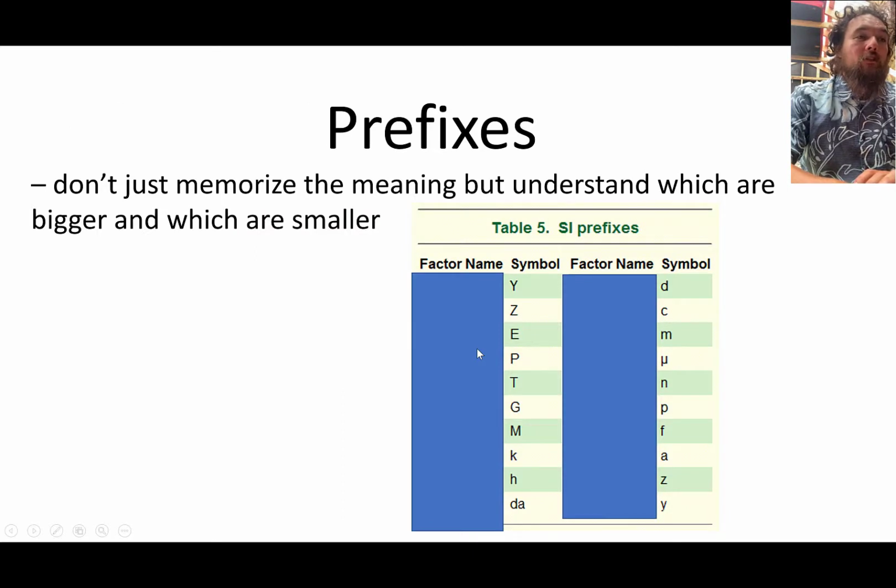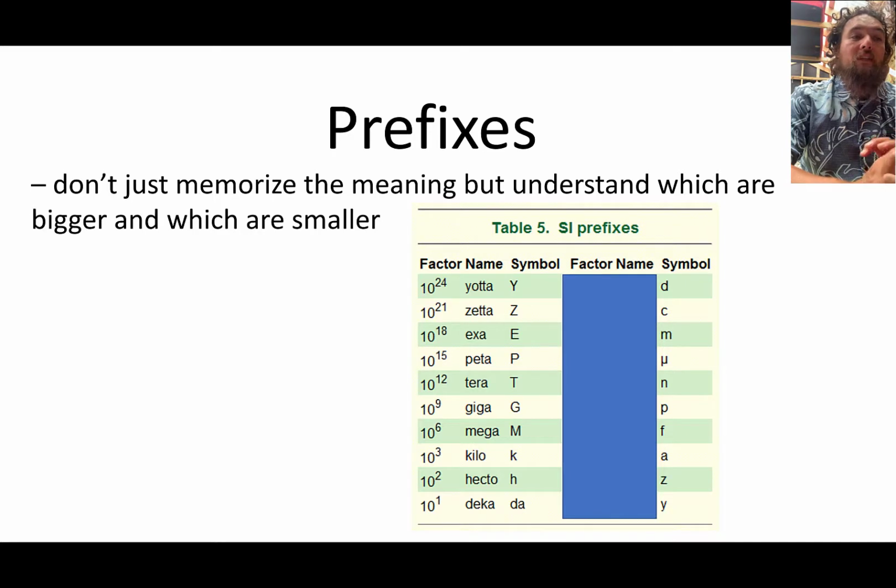So let's talk about prefixes, okay? We don't just memorize the meaning, but we understand which are bigger and which are smaller. So just to give you an idea of prefixes that make numbers larger, we can get things as large as iota, zeta, exa, peta, tera, giga, mega, kilo, hecto, or deca. Okay, you've definitely heard of things like kilo when it comes to like a kilogram or kilometer. You might have heard of the term mega, like in megaton or something like that.